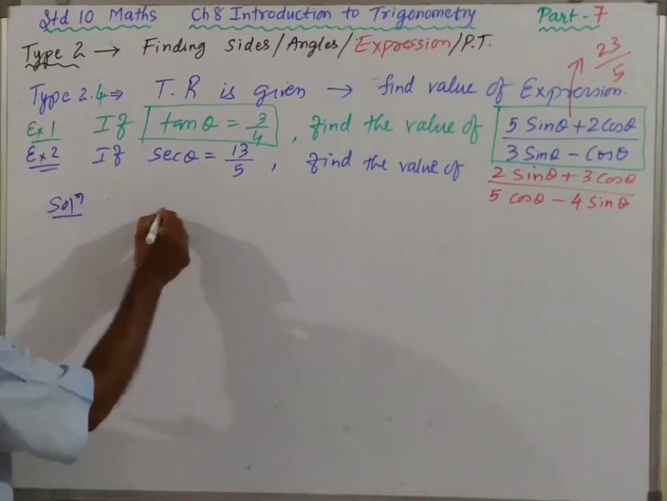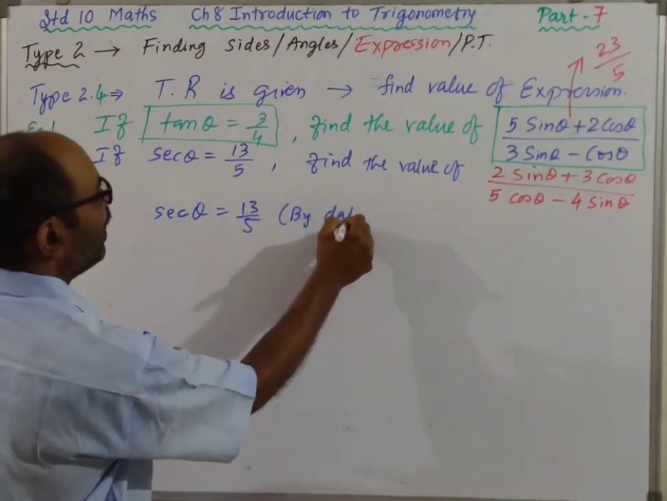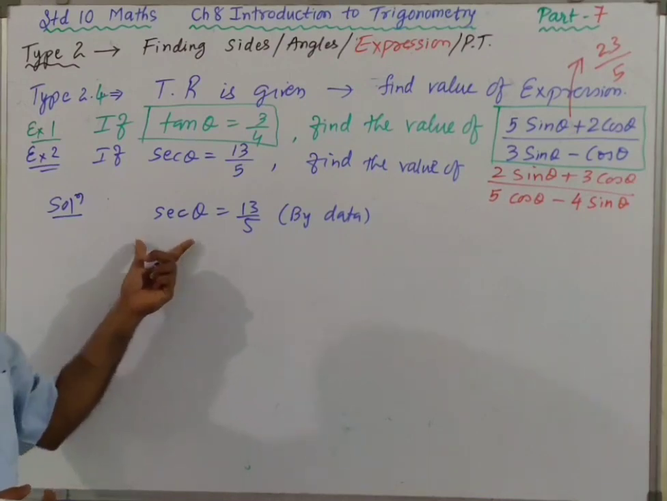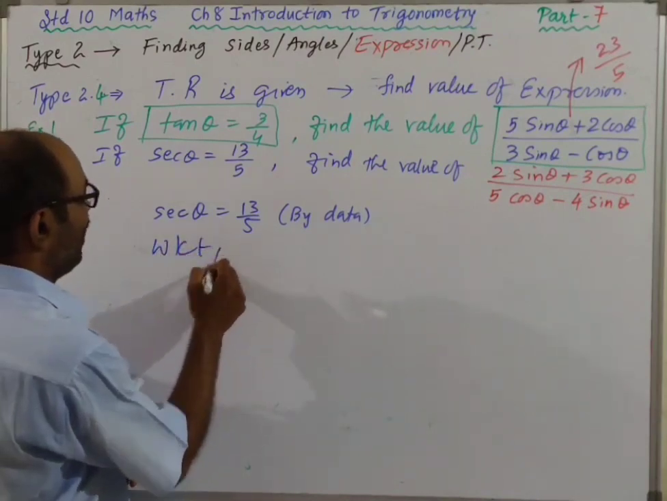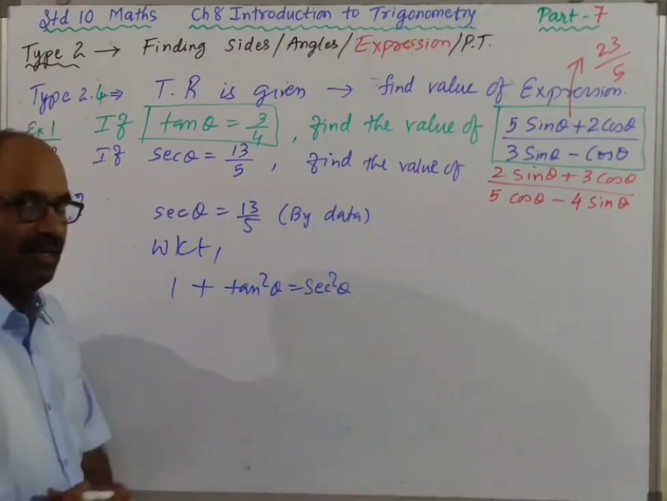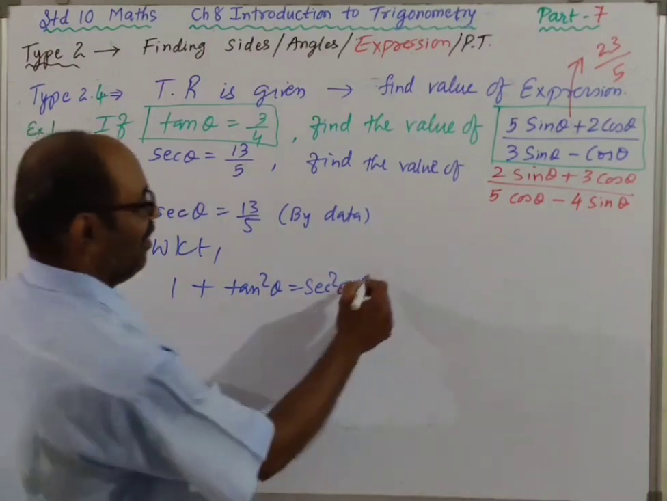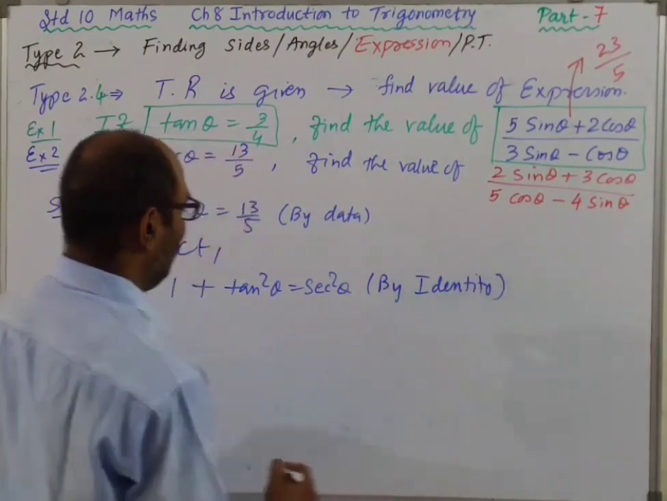Solution. Sec theta is equal to 13 upon 5. Alright? Can we find tan using this? Yes, we can find tan or we can find cos. That is a trigonometric identity. We know that 1 plus tan square theta is equal to sec square theta, by the trigonometric ratio identity.